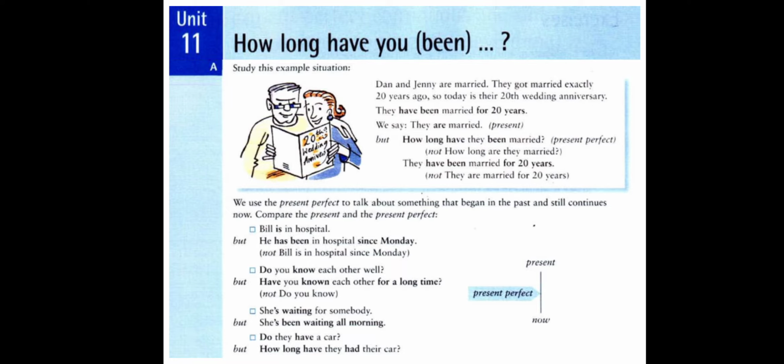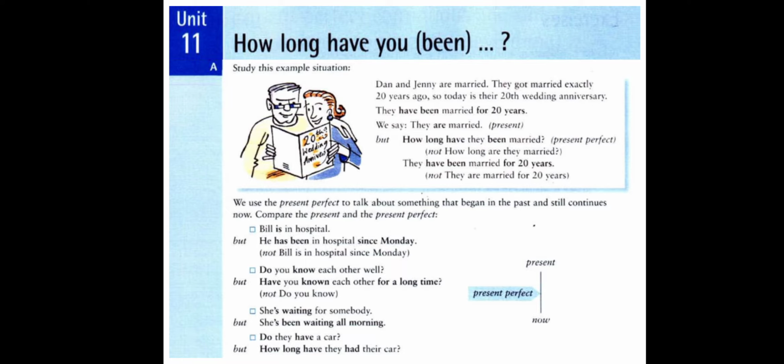If we speak about the period he stayed in hospital, from the beginning of the period until now, we say he has been in hospital since Monday. We use the present perfect simple. We use has plus the past participle of is, which becomes been. So it becomes he has been in hospital since Monday.